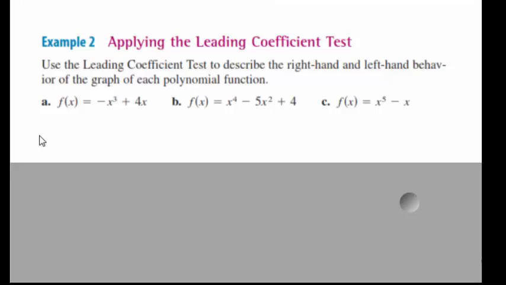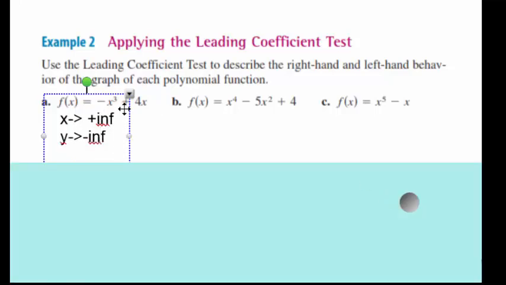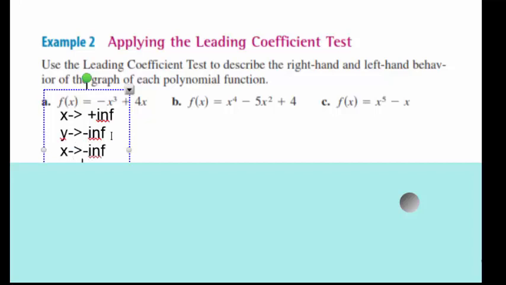So let's try to type. I'm going to say as x goes to positive infinity. I'm not sure how to make the negative infinity. This guy means that y is going to negative infinity, because as x gets bigger and bigger, this graph is going down. And then as x goes to negative infinity, y goes to positive infinity.